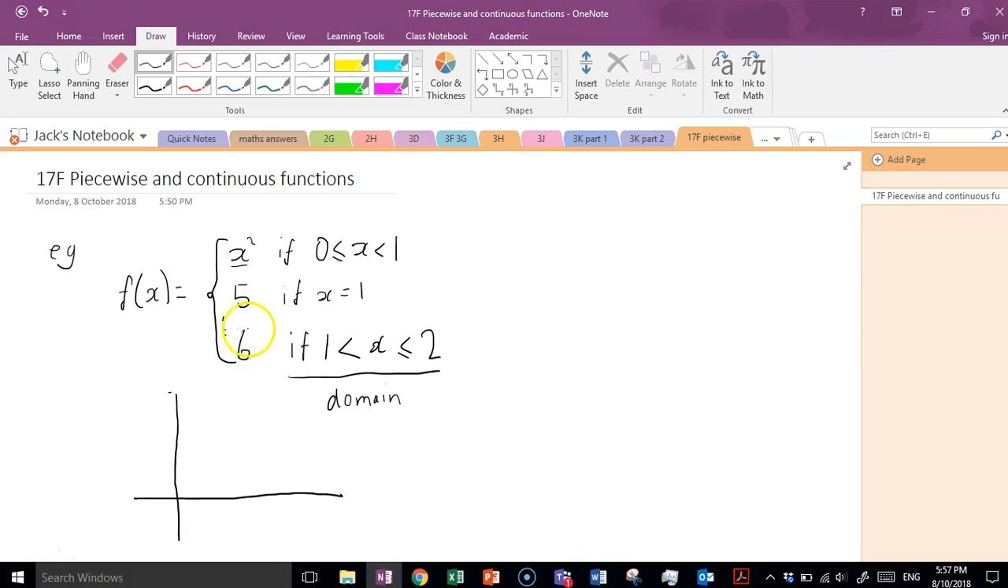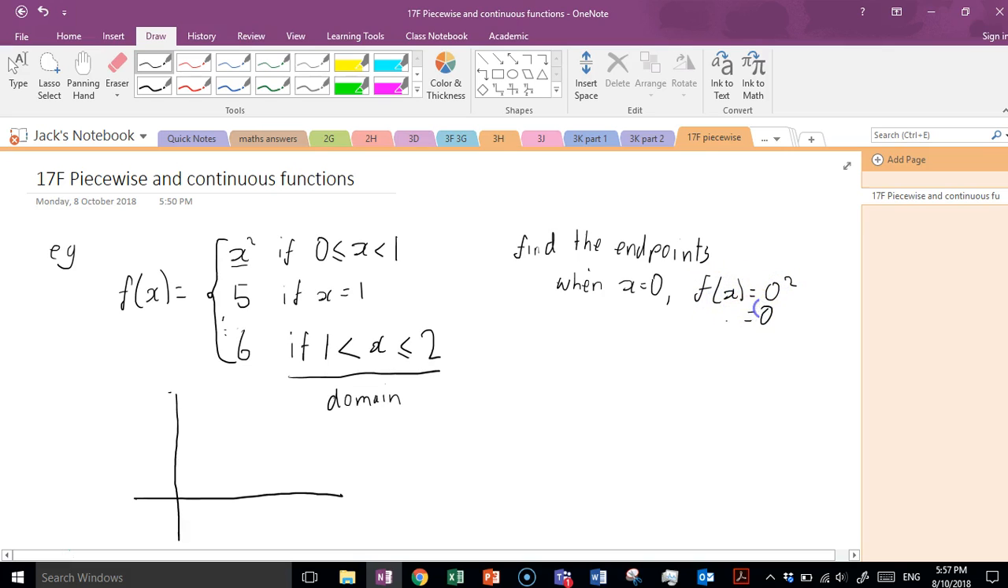So to graph that, remember, all we need to do is find the endpoints. Okay, so for the first part, when x equals 0, f of x, or y, is equal to 0 squared, which is equal to 0. So the graph starts at the point (0, 0).